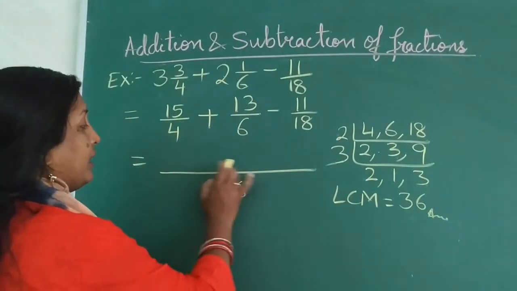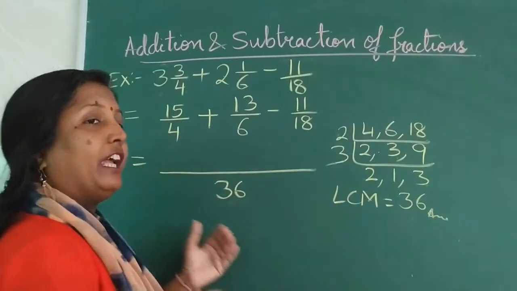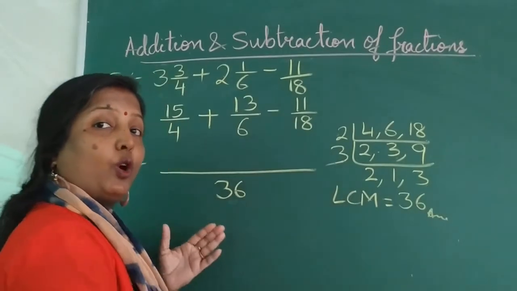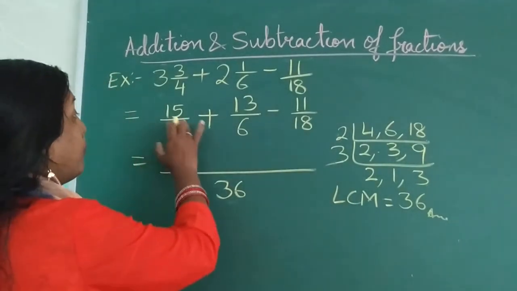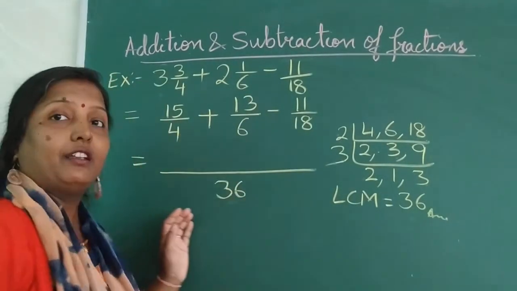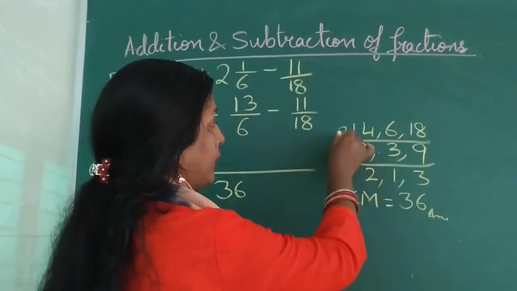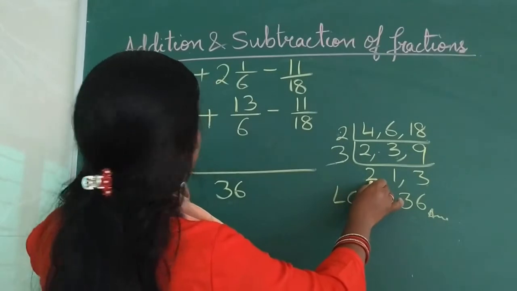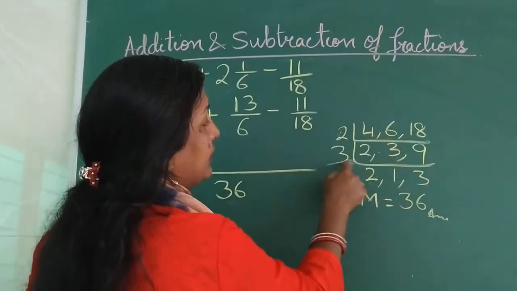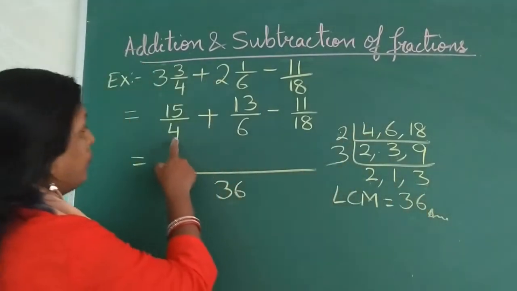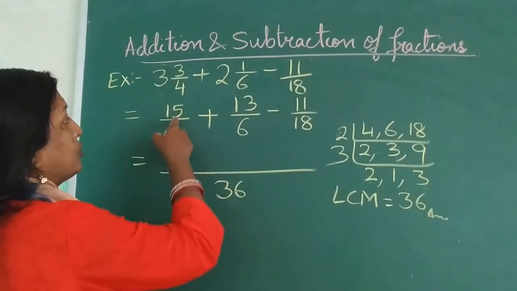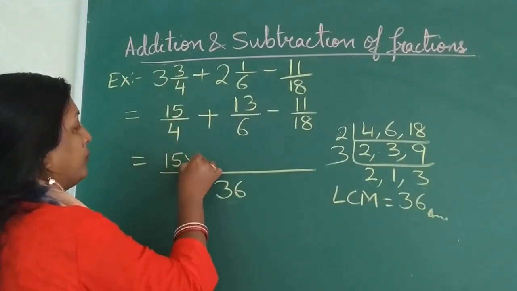So 36. For making it into like fractions, what were we doing? We wanted to multiply a number with 4 such that we get 36. What was the easy trick that I told you? Simply go for here, 2 2s are 4. This is 4. So what is left? 3 3s are 9. So we know 4 9s are 36. So we have to multiply 9 to 15.